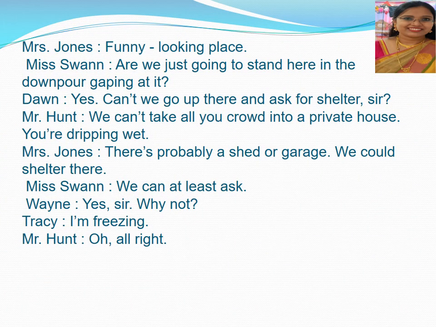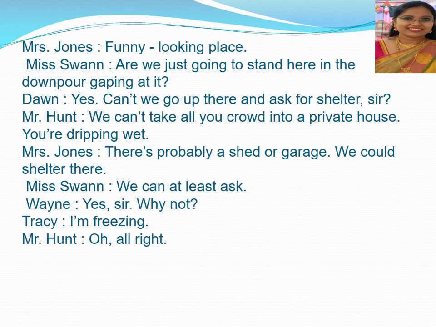Mrs. Jones: Funny looking place. Miss Swan: Are we just going to stand here in the downpour gaping at it? Dow: Yes, can't we go up there and ask for shelter, sir? Mr. Hunt: We can't take all you crowd into a private house. You are dripping wet. Mrs. Jones: There's probably a shed or a garage. We could shelter there. Miss Swan: We can at least ask. Wayne: Yes, sir, why not? Tracy: I'm freezing. Mr. Hunt: Oh, all right.